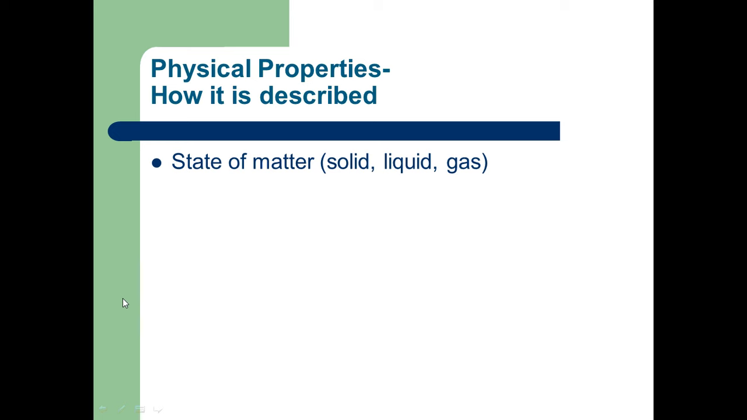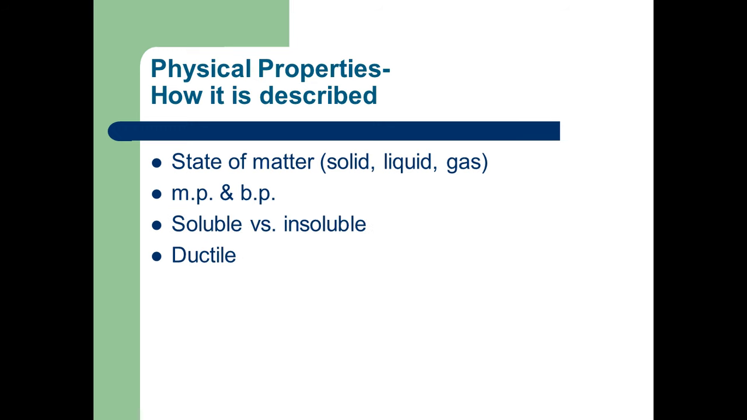Yep, states of matter. So if you describe something as a solid, liquid, or gas, whenever you're in the lab, you're doing an observation, you want to describe your substance's state of matter. MP and BP are melting point and boiling point. You might see them abbreviated that way. Soluble versus insoluble. Ductile could be a new vocabulary word here. It's describing a physical property. Ductile is the ability for a metal to be drawn into a wire. So if something is ductile, it can be made into a wire.